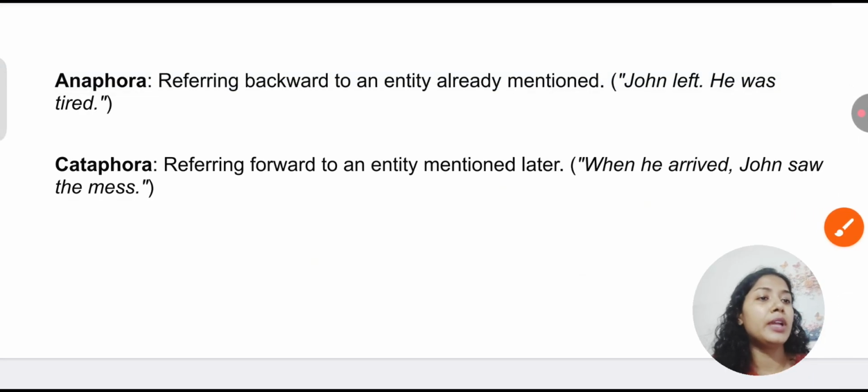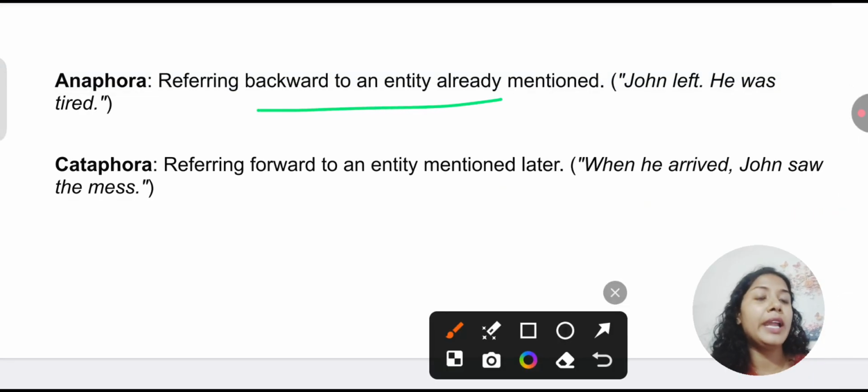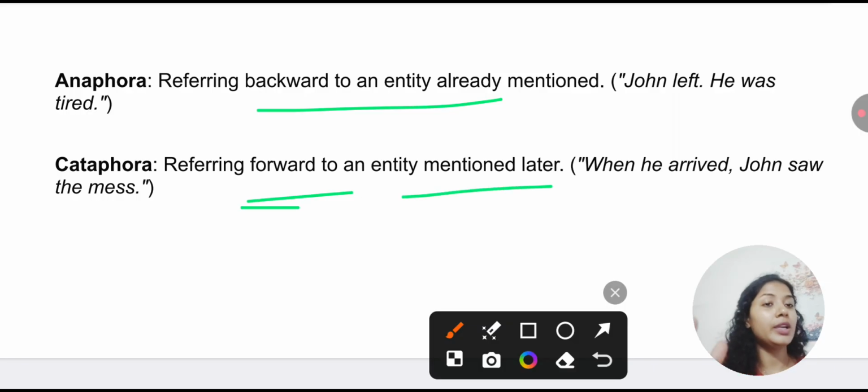What is anaphora? Anaphora is referring backward to an entity that is already mentioned, and cataphora, in contrast to anaphora, is forward, referring to something which is mentioned later. Okay.